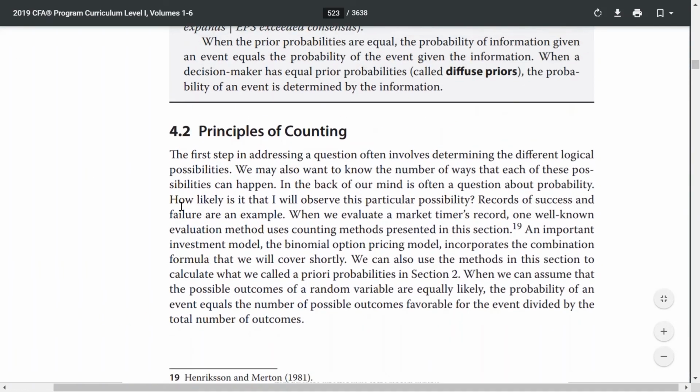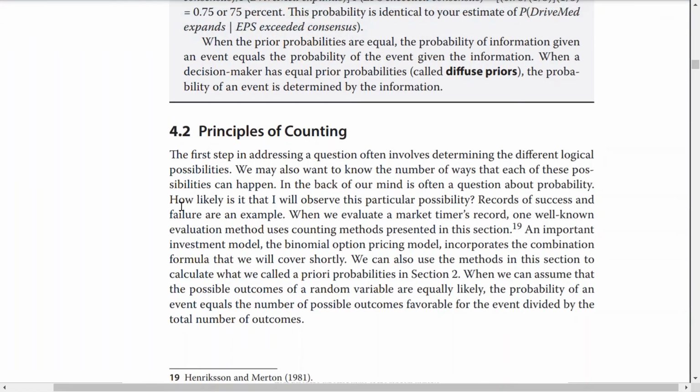4.2, principles of counting. The first step in addressing a question often involves determining the different logical possibilities. We may also want to know the number of ways that each of these possibilities can happen. In the back of our minds is often a question about probability: how likely is it that I will observe this particular outcome?